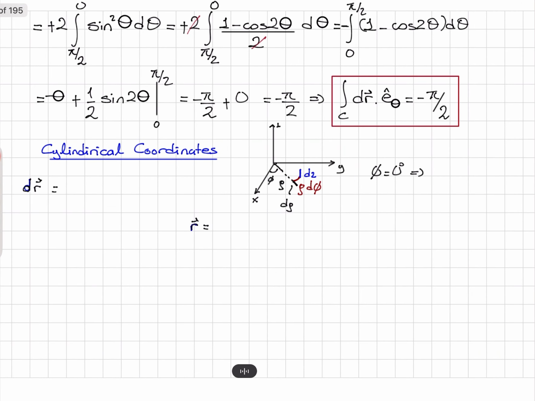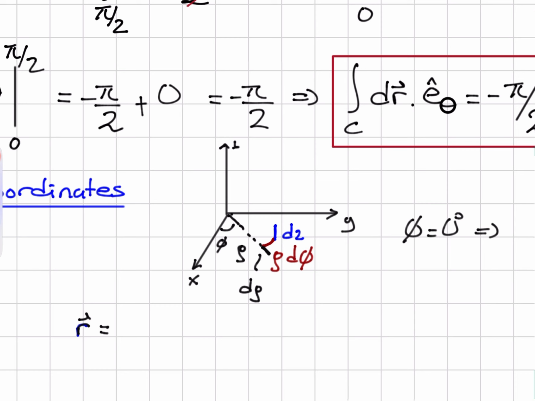Now, in cylindrical coordinates, I have to write the displacement vector. So these are the cylindrical coordinates, rho, phi, and z. You can see that if I change rho by a small amount d rho, I will go on this axis in e rho hat direction. If I change phi by a small amount in e phi hat direction, I will go on this circular arc by rho d phi, and on the z axis I will go by dz.